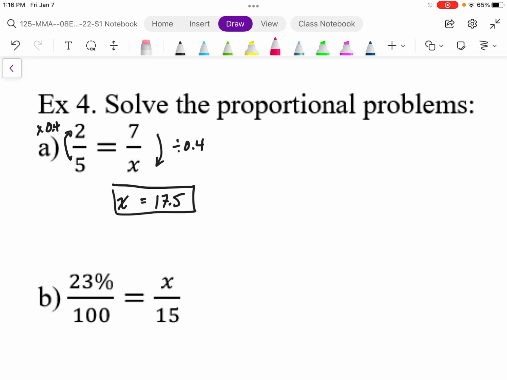Now, some people like to use cross multiplication. So if you know exactly how it works, we can multiply like that. Okay, 5 times 7 is going to give us 35. Divide both sides as an equation by 2, and we get 17.5 that way as well. So the same way, two different ways of getting the same thing.